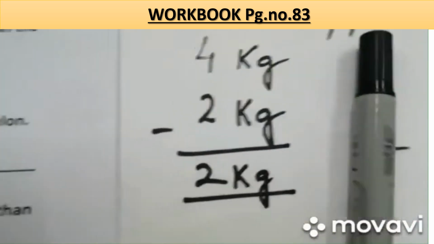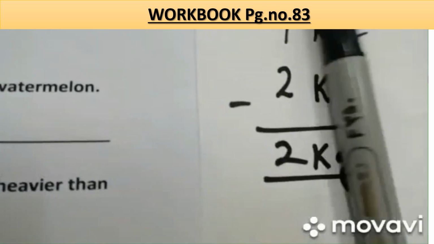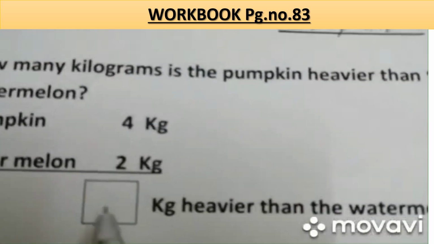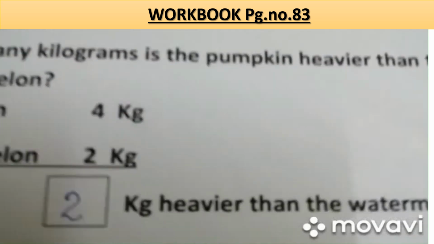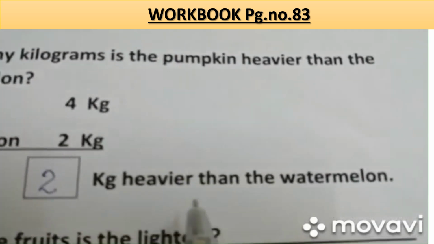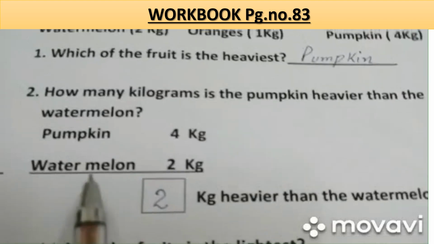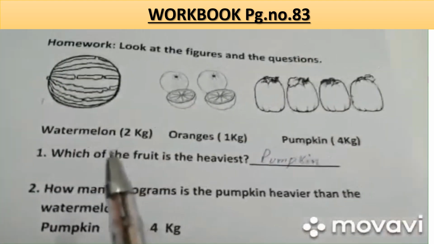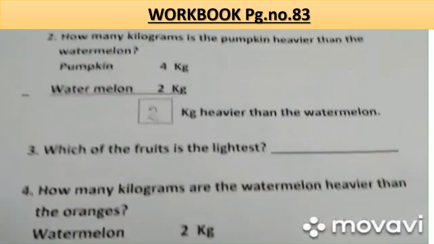That means pumpkin is 2 kg heavier than watermelon, isn't it? So write here 2. That means pumpkin is 2 kg heavier than watermelon. Okay? It's 2 kg heavier than watermelon. Let's do another part.